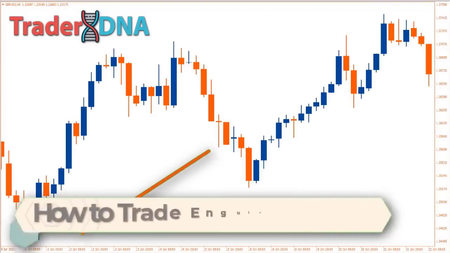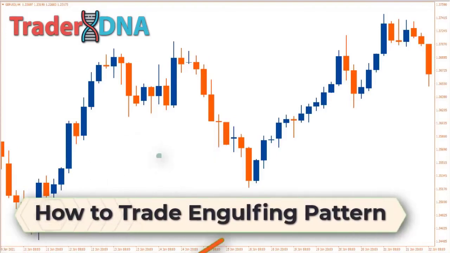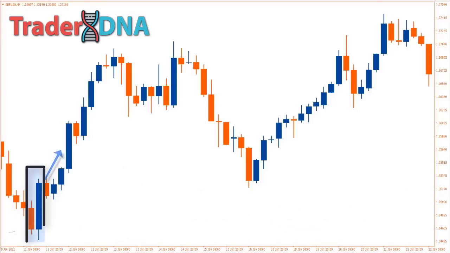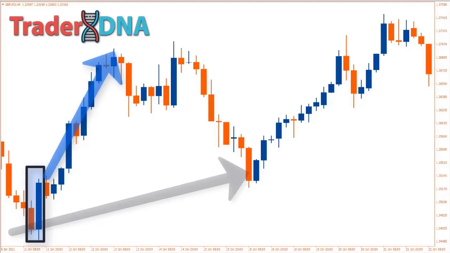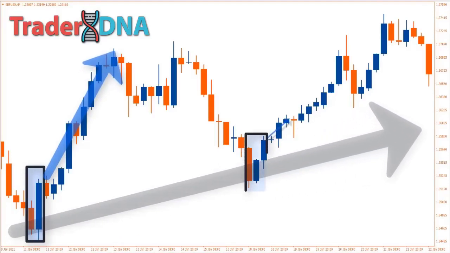And now, how to trade the engulfing pattern. Engulfing candles don't always have to appear at the end of a trend. When viewed within a strong trend, traders can glean information from the candle pattern pointing towards continued momentum in the direction of the existing trend.